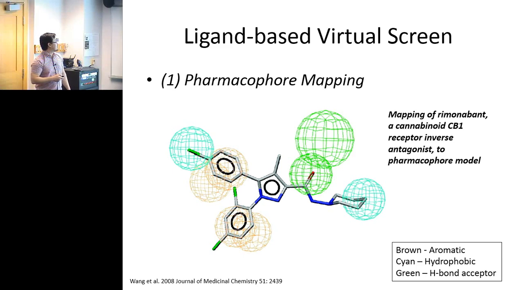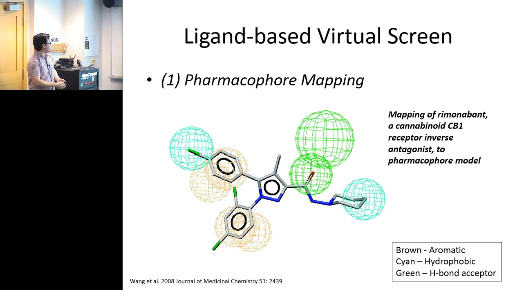A pharmacophore is essentially a description of the chemical features of your ligand, and this can be anywhere from hydrophobic regions of your ligand, hydrogen bond donors or acceptors, things such as this. This is one method that people use sometimes to screen through and try to find similar, chemically similar ligands.